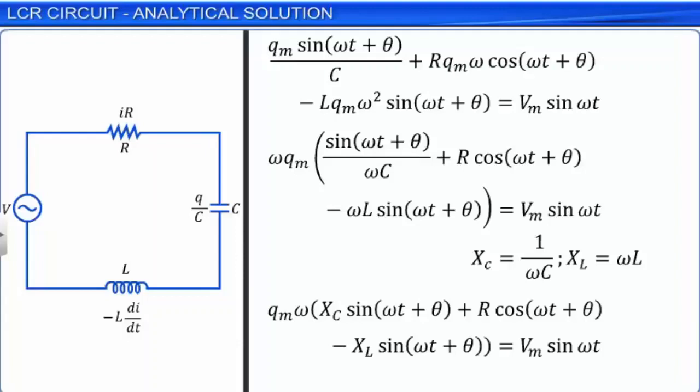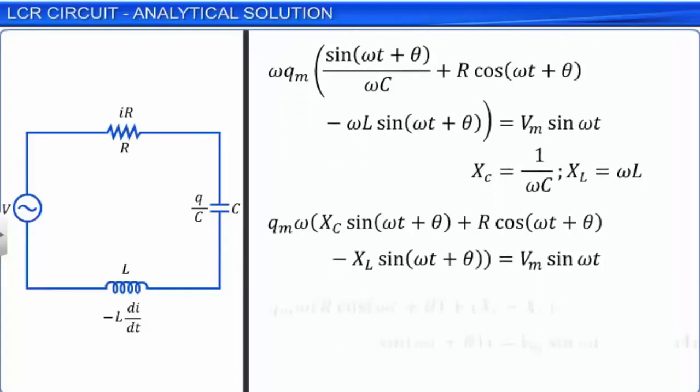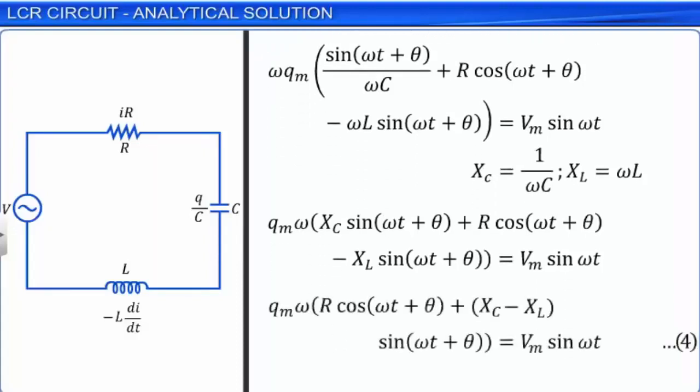Or omega Qm into [R cos(omega t plus theta) plus (Xc minus XL) into sin(omega t plus theta)] equal to Vm sin omega t. Let this be equation 4.